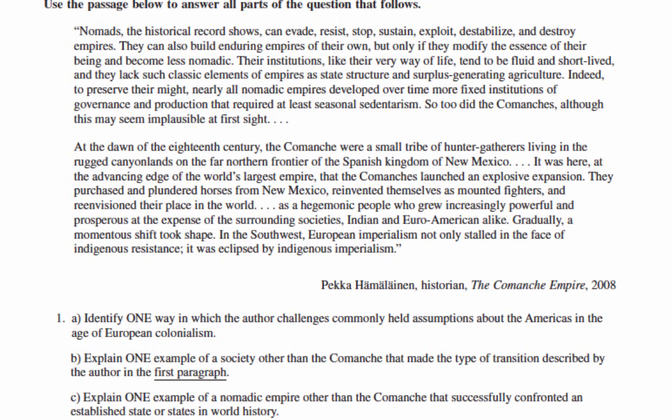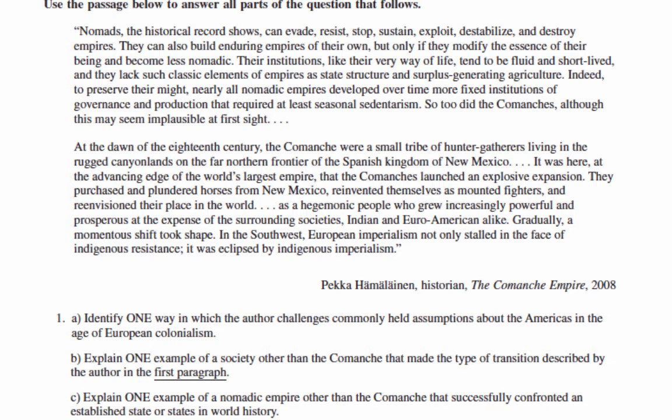So let's take a look at an example of how you want to write up something like this for the short answer section. So we're going to come back to that example that we had earlier from a historian. So this is a secondary source. It's about the Comanche Empire, and it was written in 2008. So if we go to the first question, question A, it says, identify one way in which the author challenges commonly held assumptions about the Americas in the age of European colonialism.